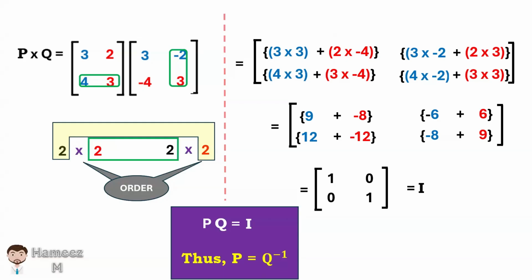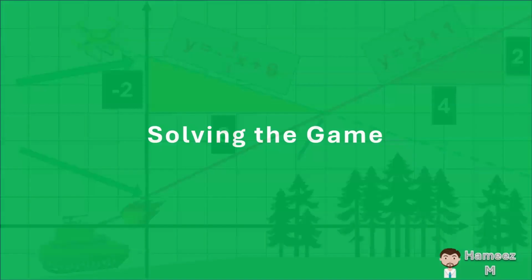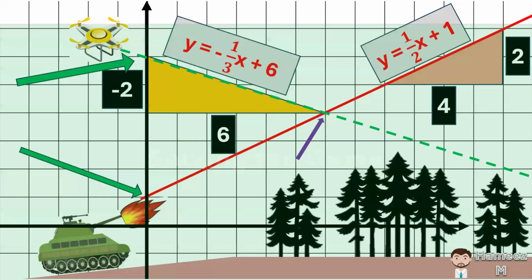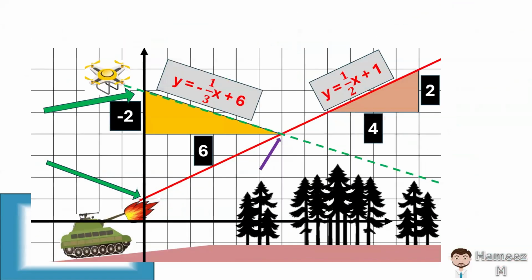So it's just like saying if we had -3 and we add +3 to it, they are the inverse of each other, we'll get 0. Or if we have 5 and we multiply by 1/5, we're going to get 1. So 1/5 is the multiplicative inverse of 5. So let's go back to solve the game. If we have y is equal to -1/3 x plus 6, and y is equal to half x plus 1, and they're trying to intercept at this point, let's pull it out a little bit so you can see it.